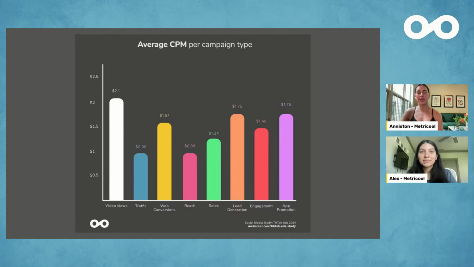Okay, and then looking at CPMs instead of CPC. So CPM is the cost per 1,000 impressions. So this, compared to the CPC, it's a little bit more all over the map. But once again, video views have the highest CPM at $2. And then the lowest, again, are traffic campaigns, just under $1. So interesting to see the distribution of this.